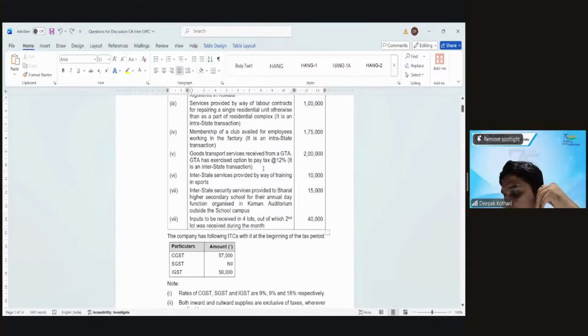Fifth one, GTA has paid 12%. ITC will be available. Good, Kushi. Yes, it's available. Very nice. Sixth point.